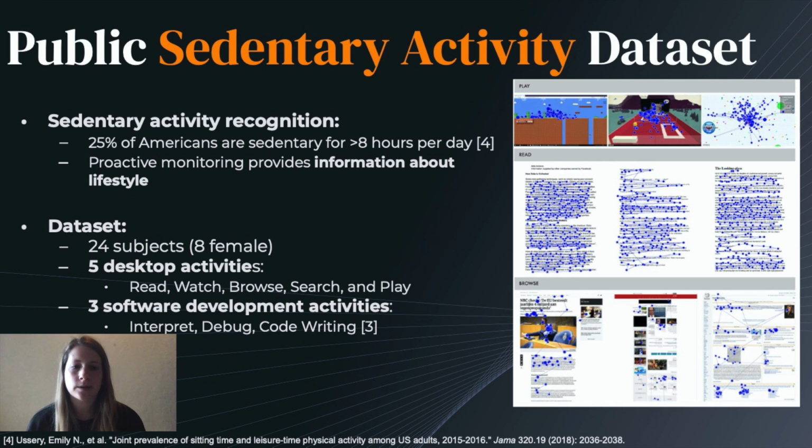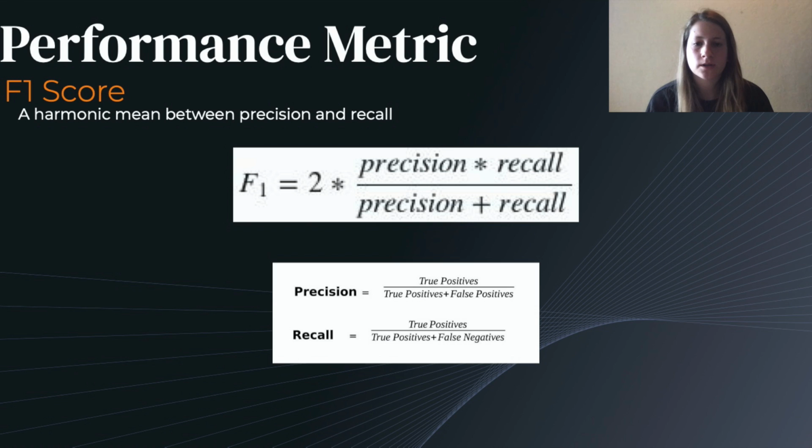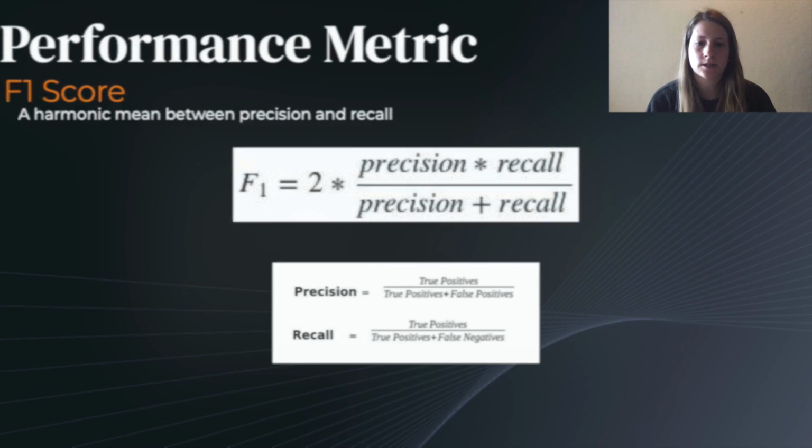So why do we care about sedentary activities? Well, it's been found that 25% of Americans are sedentary for over 8 hours a day. So we want to be able to proactively monitor their lifestyle and hopefully be able to change a system's behavior to better work with the user and improve their experience. The performance metric used in the current study was the F1 score. This is very synonymous to accuracy, but it also accounts for false positives and false negatives. It was a very common metric used in the existing literature.